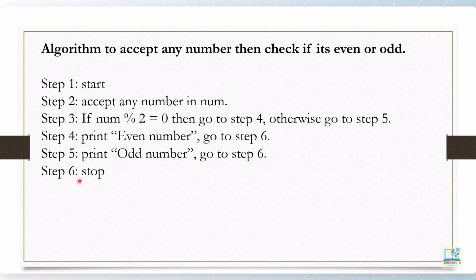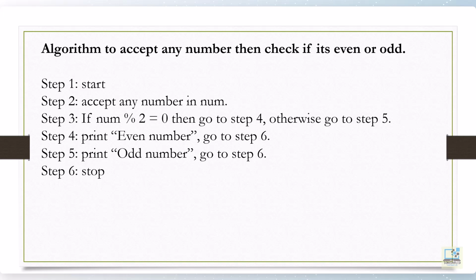So we are creating path over here. Okay, some steps we are jumping. If it is even, then from 3 we are jumping to 4 and then from 4 to 6. So the odd number message will not print. And if it is odd number we are checking in the step 3, then it will directly jump to step number 5 where it will print odd number. So it will skip the step number 4 in that case. And from the 5 it will go to step 6.